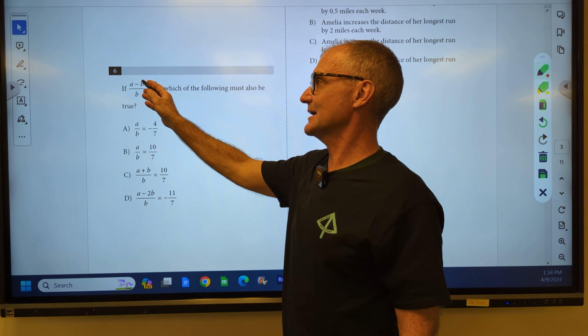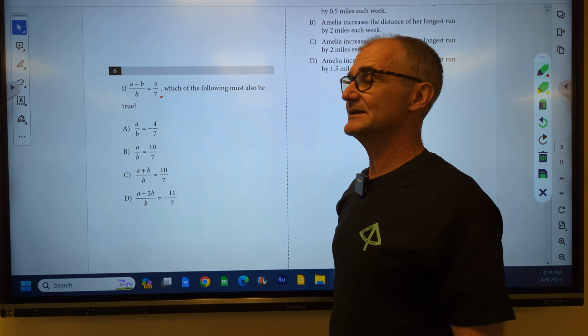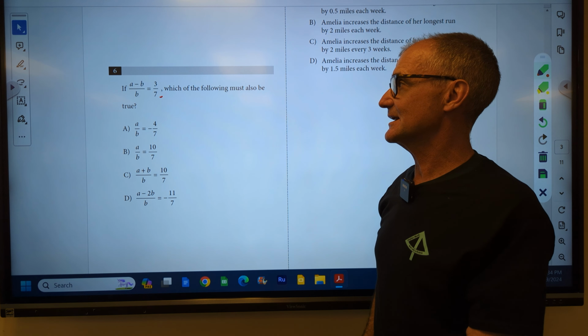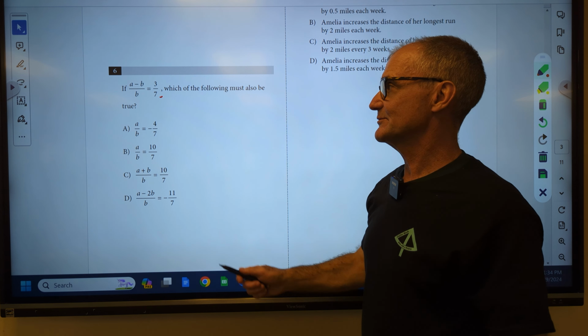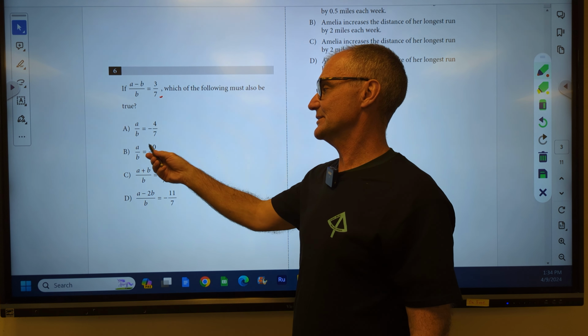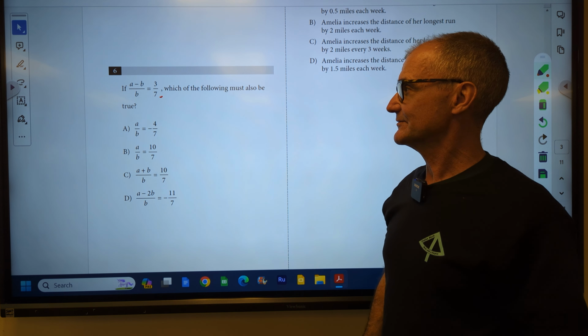So a minus 7 equals 3. I could add 7 to both sides to get a equals 10 and b equals 7. So a over b is 10 over 7. If you could see that.